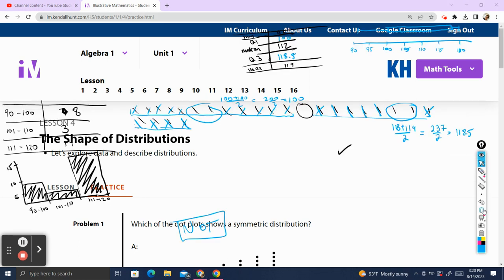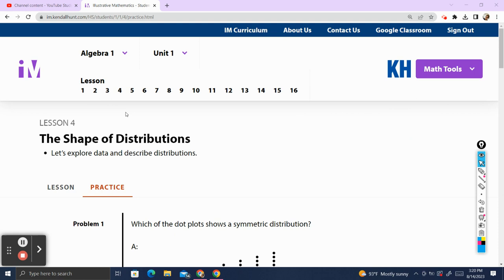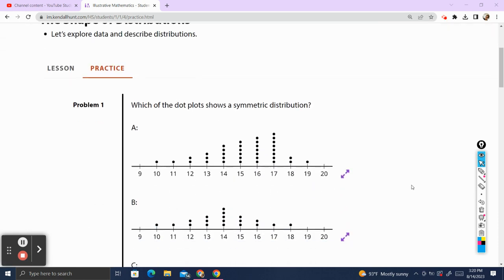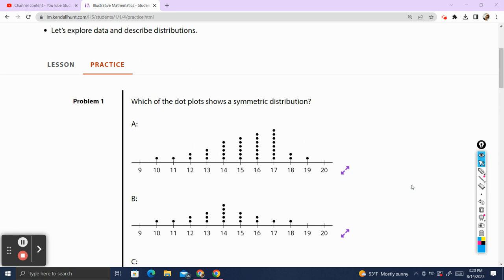Today we're going to be going over Illustrative Math, Algebra 1, Lesson 4, Practice Problem Set. Let's get started. If you have any questions about this video or this content is a little bit confusing, feel free to go back and watch my video on Lesson 3 or Lesson 2, which covers the same content.